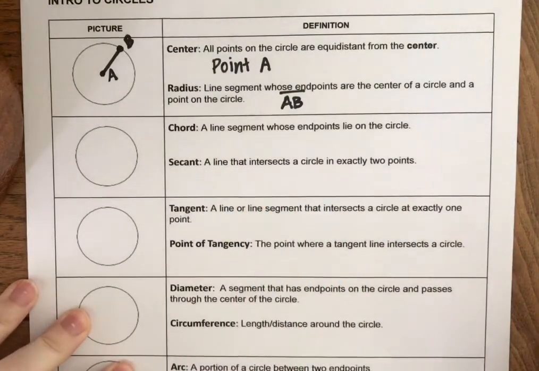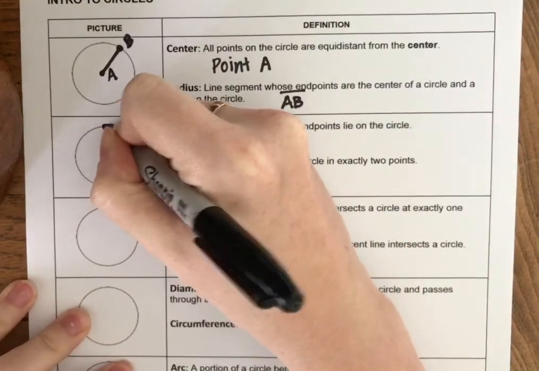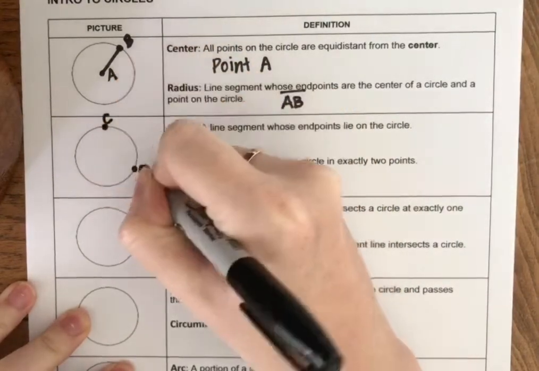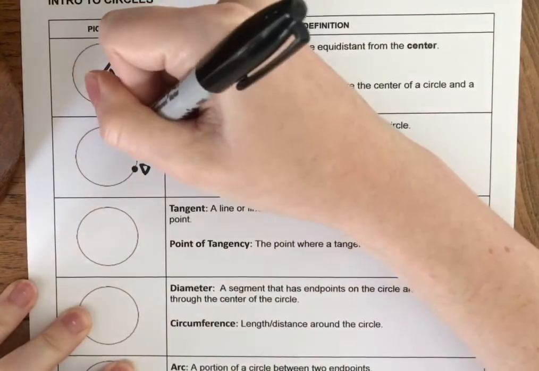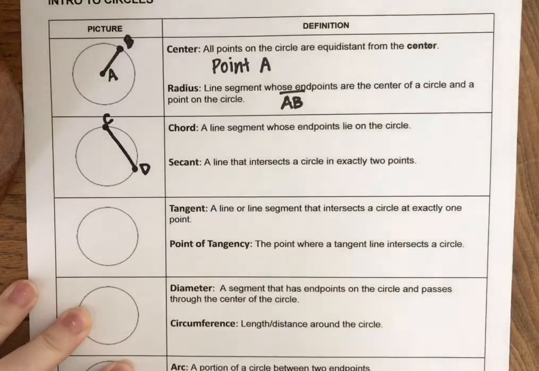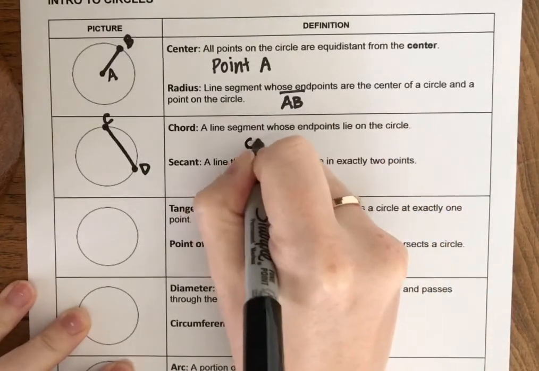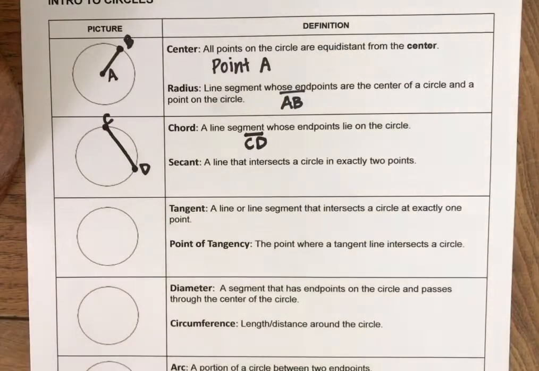So the first one is a chord, and that's a line segment whose endpoints lie on the circle. So literally any 2 points that you could pick on the circle. Let's say I pick those two. I'm going to label them C and D. So the chord is the line segment that connects those. It doesn't have to go through the center. It's literally just connecting 2 points on the circle. Again, it's a line segment, so we use the 2 points with the straight line over top.